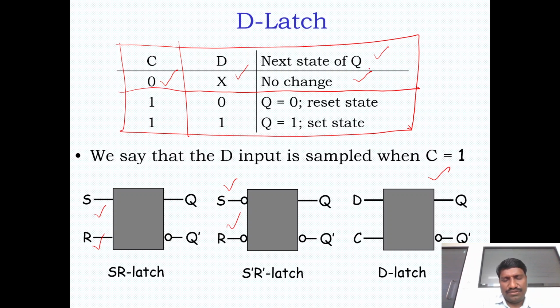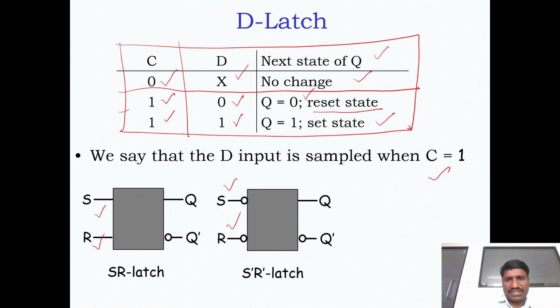The value of Q is not going to change. When C is 1, meaning the control input is 1, the latch is working. When the input is 0, the output is 0 because of the reset state. When D is equal to 1, Q is equal to 1 because of the set state, which we have seen from the previous diagram, right?